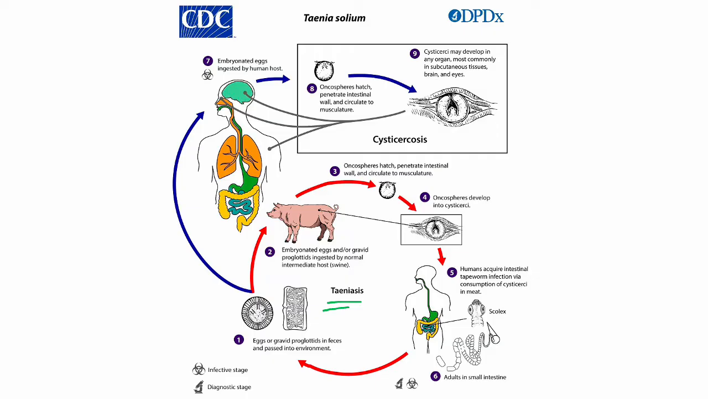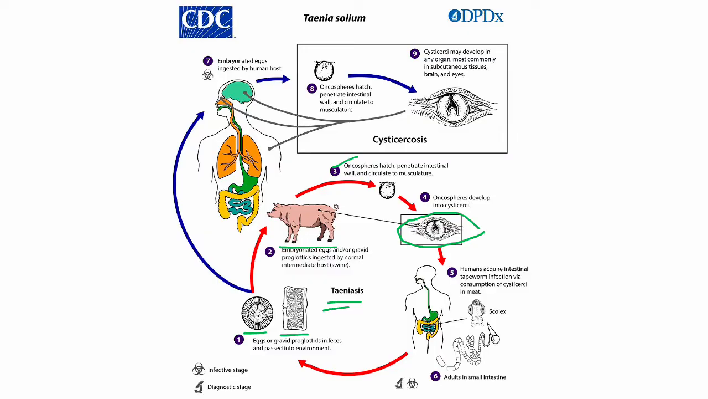Here in this life cycle for taeniasis, humans act as the definitive host while pigs act as the intermediate host for this parasite. This is initiated when eggs or gravid proglottids are ingested by our intermediate host, which is your pigs or swine. These eggs will hatch and become the motile embryo, which is called your oncosphere. The oncosphere will penetrate the intestinal wall of pigs and circulate to the muscles. Here, they will develop as Cysticercus cellulosae.